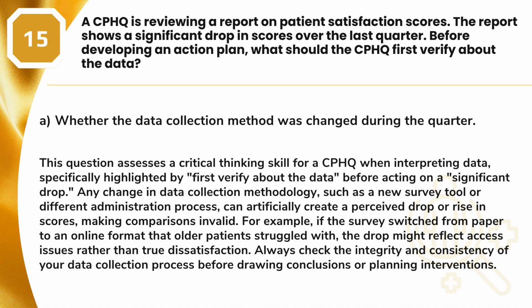This question assesses a critical thinking skill for a CPHQ when interpreting data, specifically highlighted by first verify about the data before acting on a significant drop. Any change in data collection methodology, such as a new survey tool or different administration process, can artificially create a perceived drop or rise in scores, making comparisons invalid. For example, if the survey switched from paper to an online format that older patients struggled with, the drop might reflect access issues rather than true dissatisfaction. Always check the integrity and consistency of your data collection process before drawing conclusions or planning interventions.